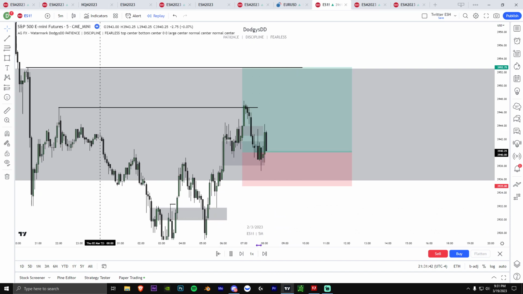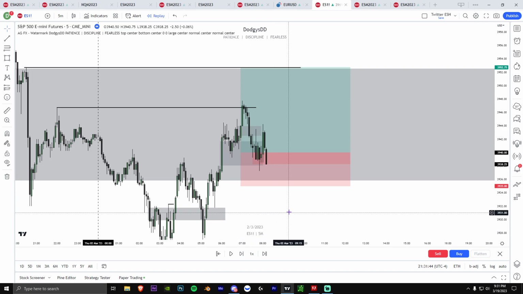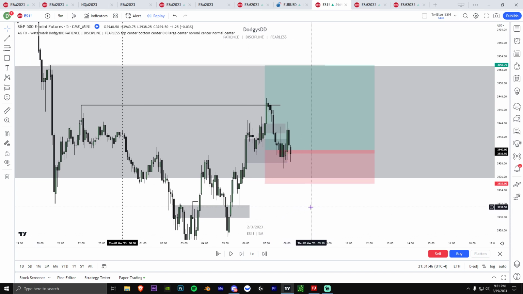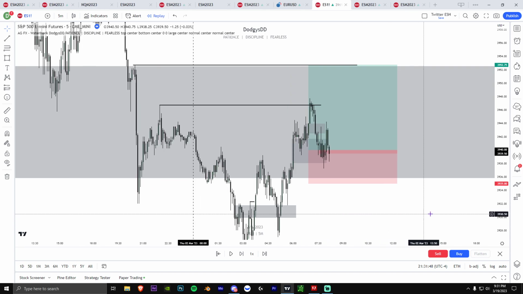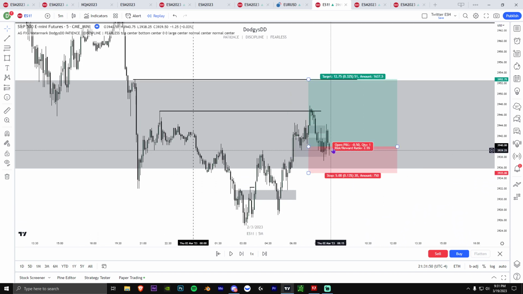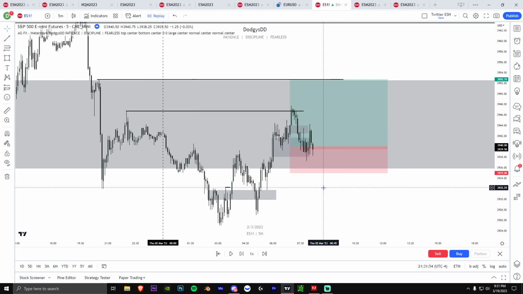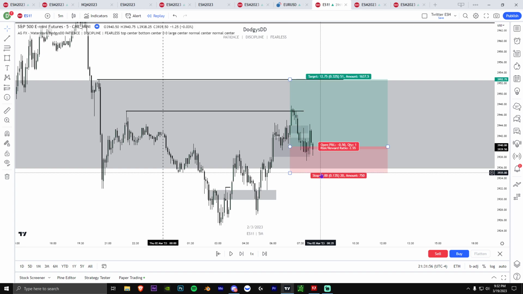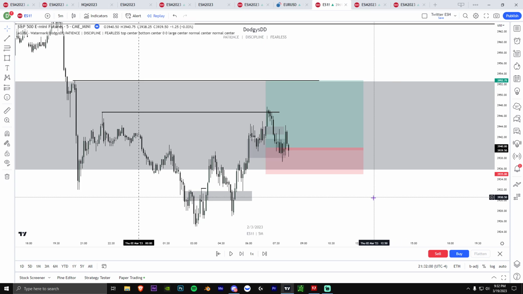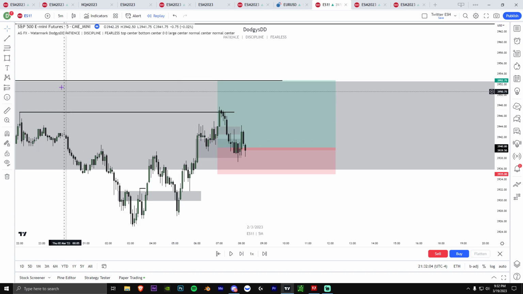Let's see what happens. If ICT works, this should not hit the stop loss. I don't know what happens here, but I don't think this will hit the stop loss. Again, would I long it? No, but it should not hit the stop loss in my opinion, okay? I really like this order block.